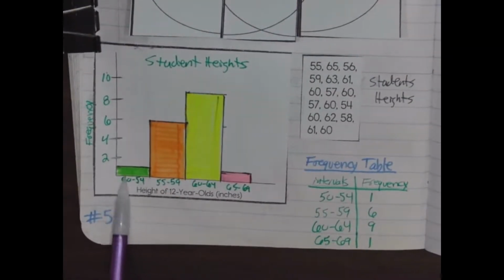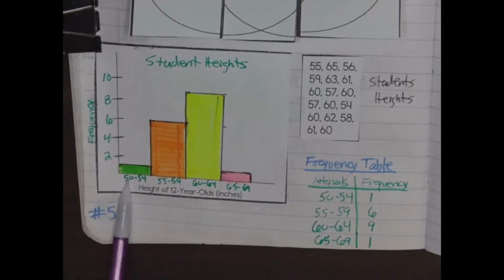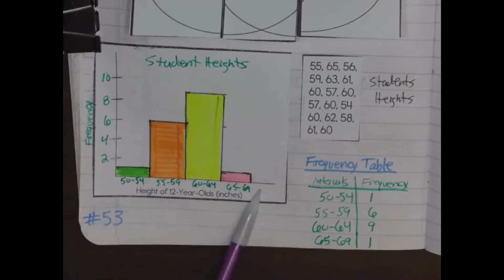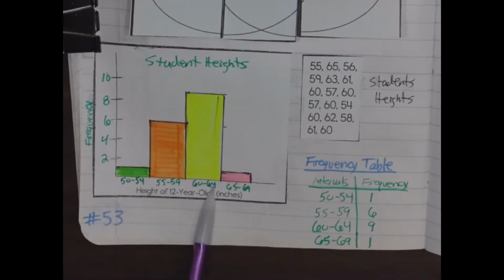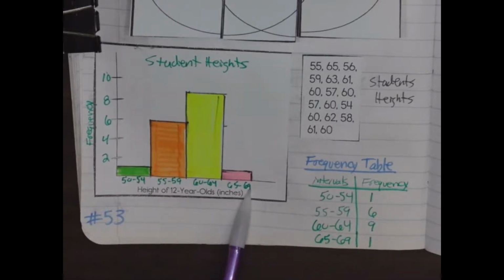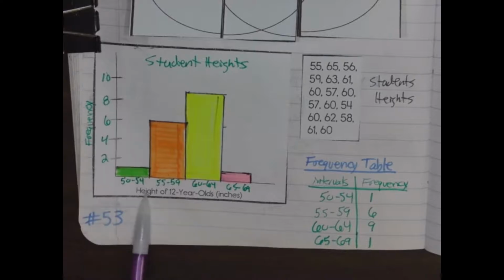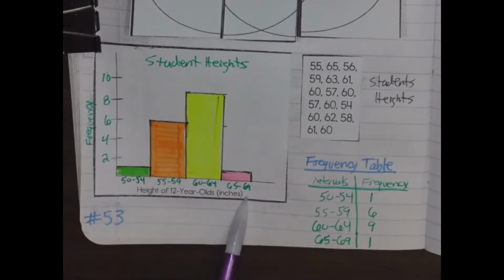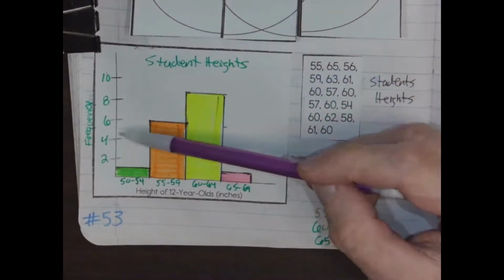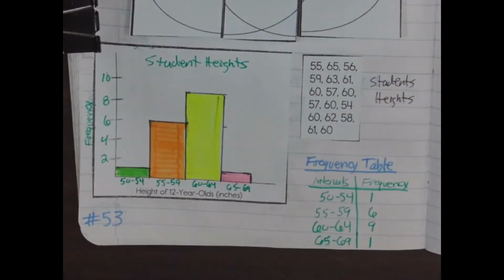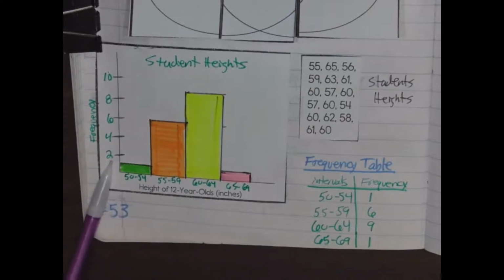What I did then, down here, what's different is instead of like I was showing you on bar graphs where I'm going to have categories, I'm going to put those same intervals right here. So this is 50 to 54, 55 to 59, 60 to 64 inches, and 65 to 69 inches. Then I've labeled my x-axis, height of 12-year-olds in inches. And then I'm going to label my y-axis, which is frequency.